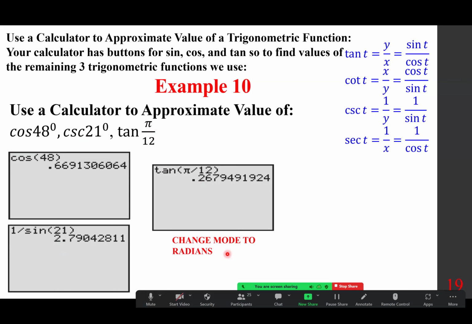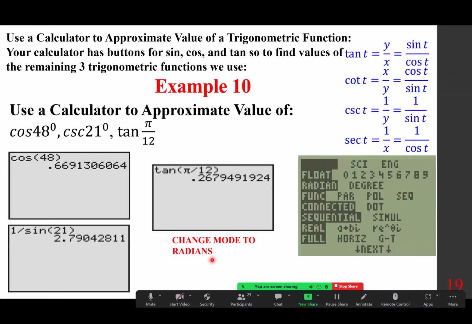Now, remember to change the mode to radians. The way you do it, when you click on the mode, over here you have a choice of keeping it on radian or move it to degrees and enter. In this case, we have degrees. In this case, we have radians.